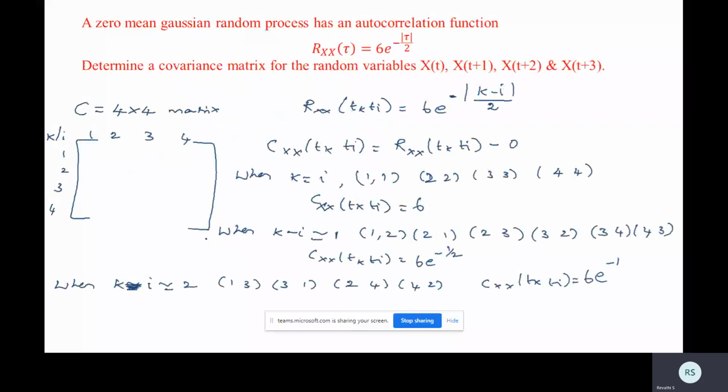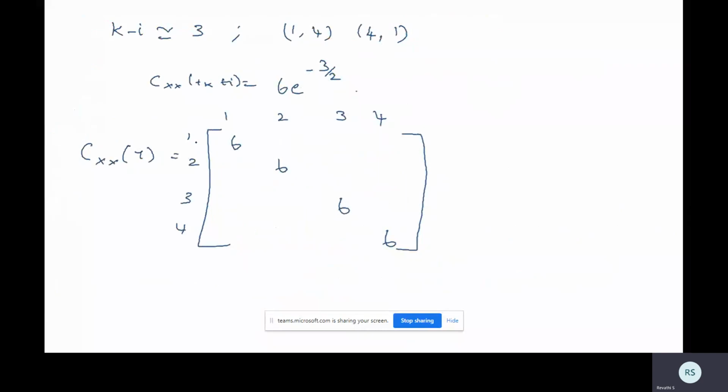So what are the cases? 1, 2, 2, 1, 2, 3, 3, 2, 3, 4, 4, 3. Okay, so let us write one by one. 6 e power minus 1 by 2. So here 1 and 2. Here this place 6 e power minus 1 by 2. 2 and 1. Second row, first column. 6 e power minus 1 by 2.